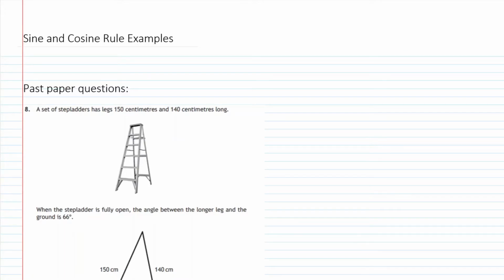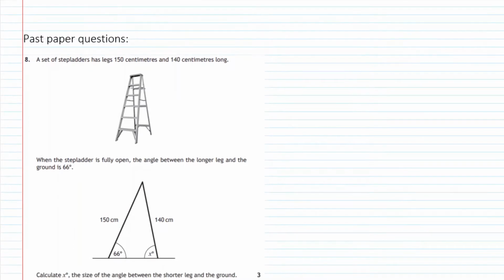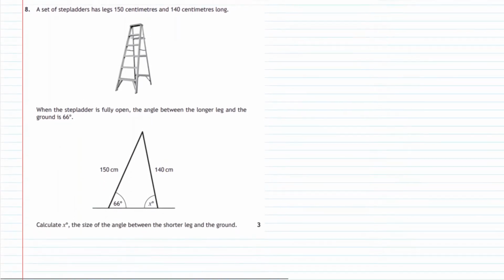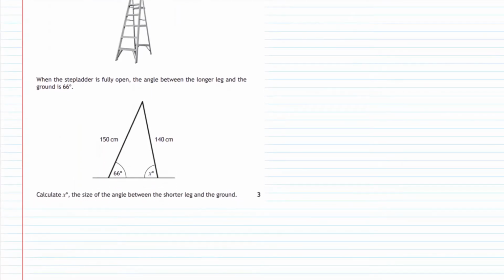Let's have a look at some past paper questions. So this first question talks about a set of step ladders. I'm going to ignore the first part and go straight onto the diagram because everything we need is in the diagram, which is ideal. And we can see that it's asking for this angle here. Immediately we can spot that we've got the side opposite the angle that we need, and we're also given another angle and side pair. This is exactly in the form that we need for the sine rule.